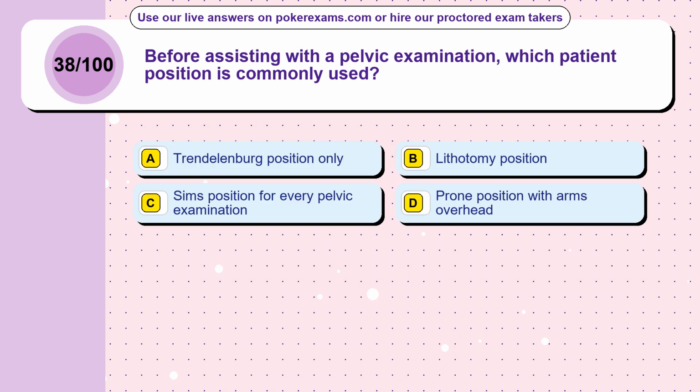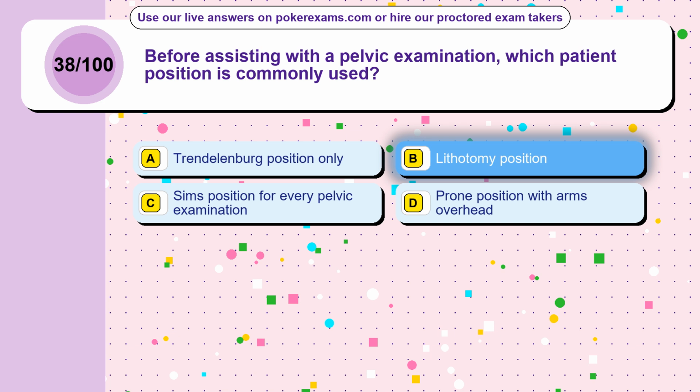Question 38. Before assisting with a pelvic examination, which patient position is commonly used? Option A. Trendelenburg position only. Option B. Lithotomy position. Option C. Sims position for every pelvic examination. Option D. Prone position with arms overhead.